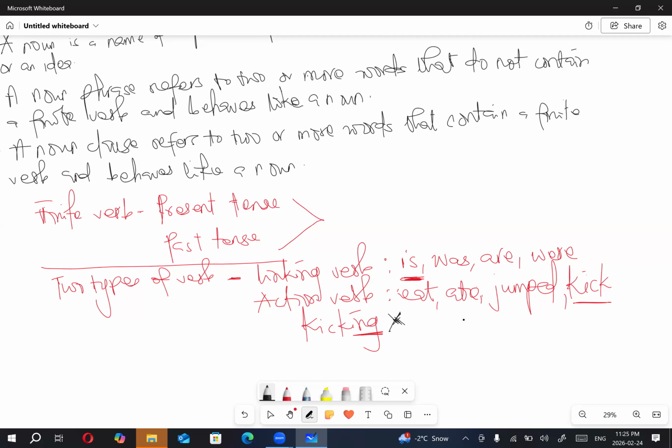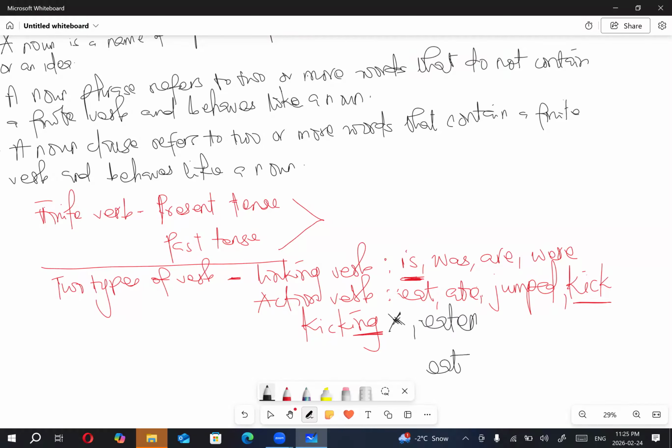So kicking is not a finite verb. That's why I've put a cross there. And we can create more examples. So we have eaten. Eaten, what verb is it conjugated from? It's conjugated from the verb to eat.